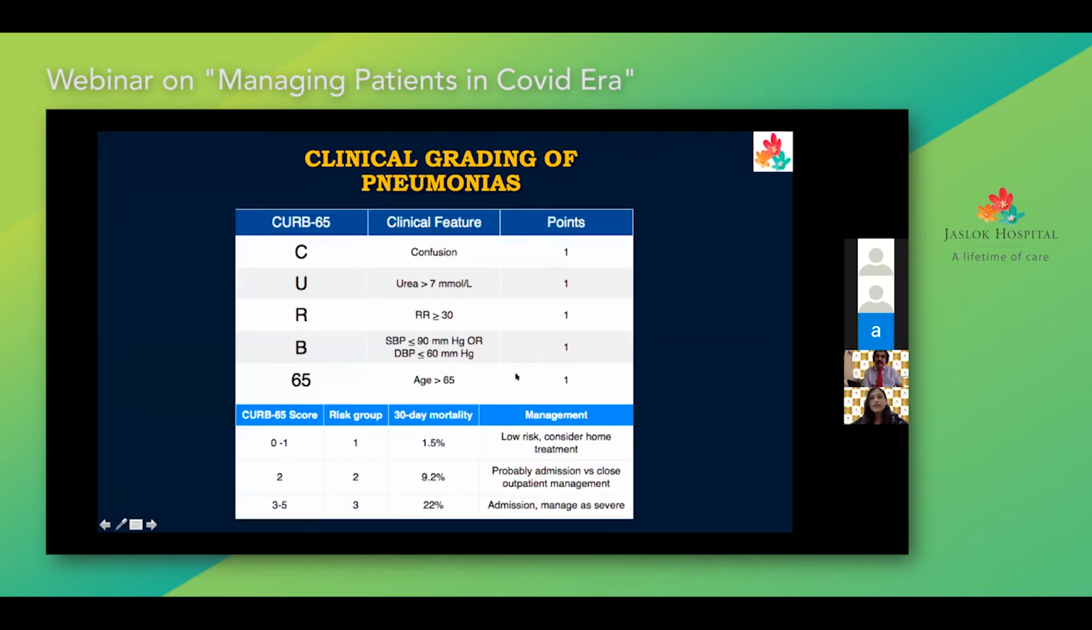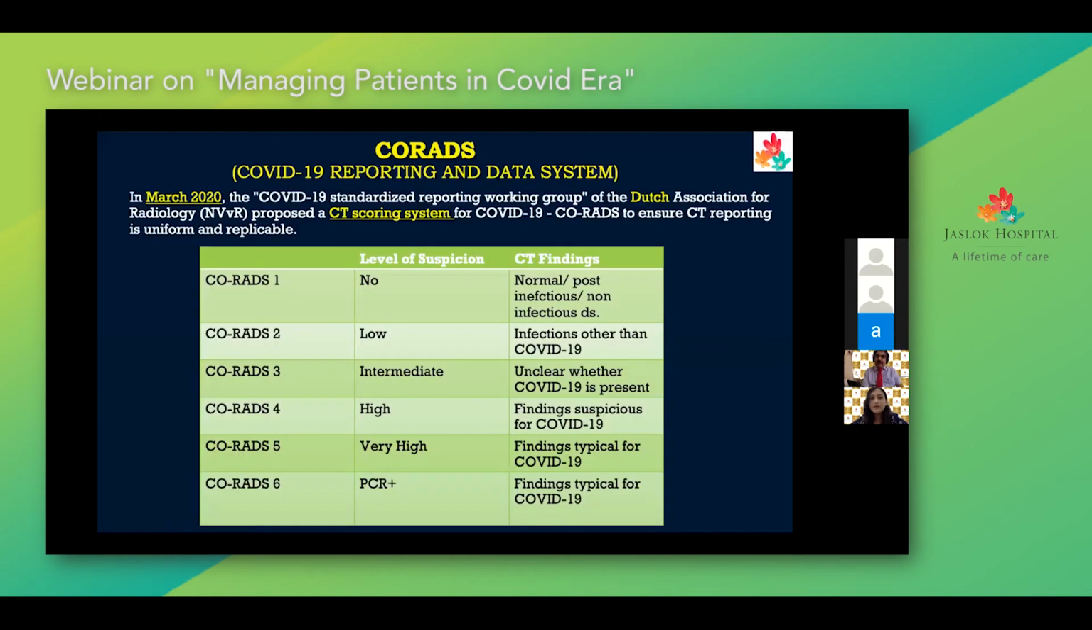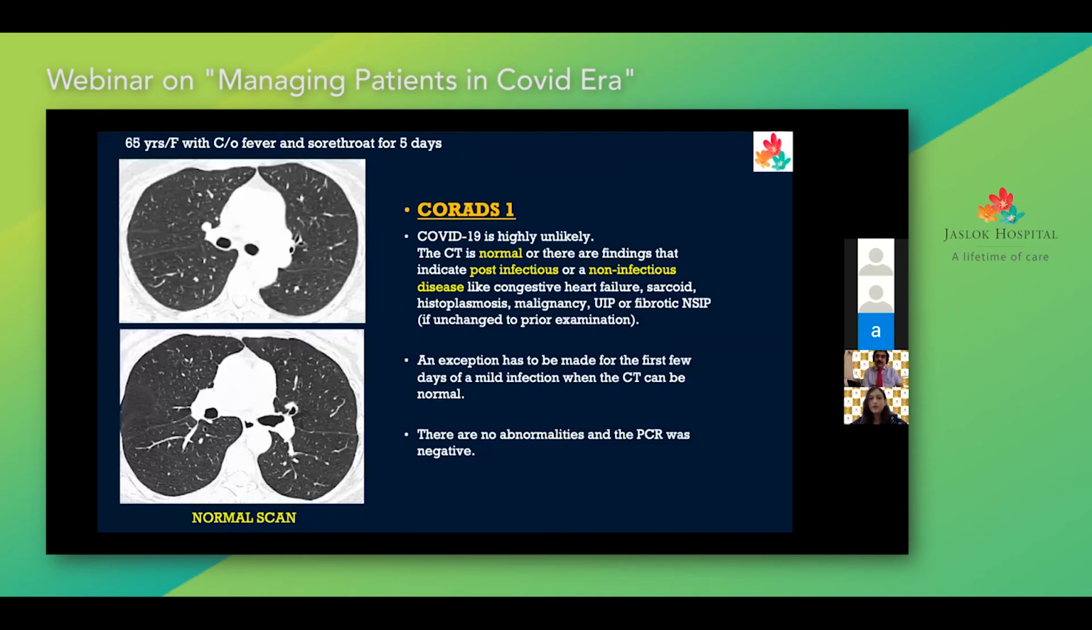Now, similar to the clinical grading of pneumonias, the CURB score that we give, we have CO-RADS in CT scan. CO-RADS 1 stands for normal, post-infectious, or non-infectious diseases. CO-RADS 2 are all other infections other than COVID-19. CO-RADS 3 is intermediate, where it's unclear whether this infection is present or not. CO-RADS 4 is where you have a high suspicion of COVID. CO-RADS 5 is a very high suspicion with typical findings of COVID on CT. And CO-RADS 6 is reserved for positive PCR with CT findings of COVID.